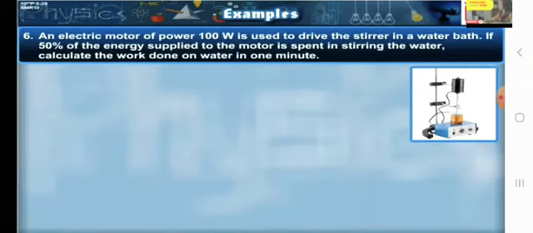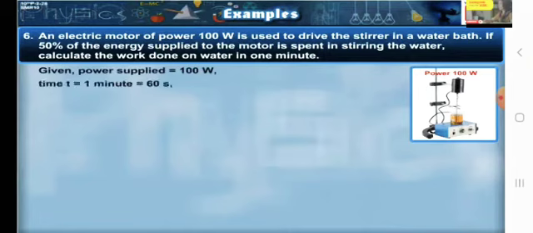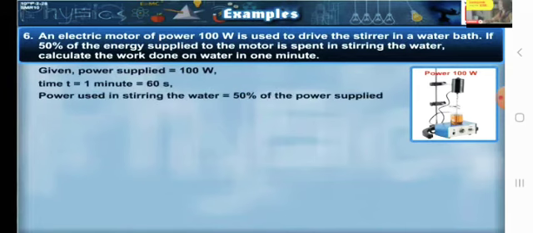Six, an electric motor of power 100 watt is used to drive the stirrer in a water bath. If 50% of the energy supplied to the motor is spent in stirring the water, calculate the work done on water in 1 minute. Given power supplied is equal to 100 watts, time t is equal to 1 minute, which equals 60 seconds. Power used in stirring the water is equal to 50% of the power supplied is equal to 50 upon 100 into 100 watt is equal to 50 watt.